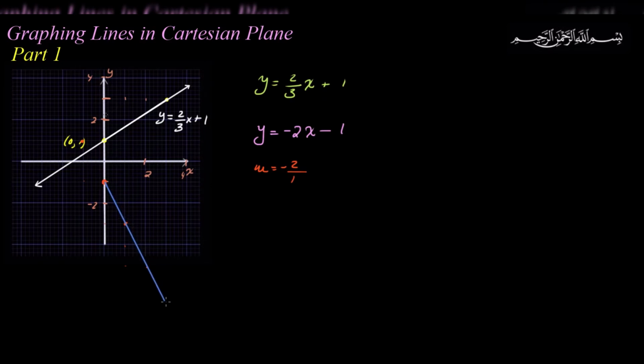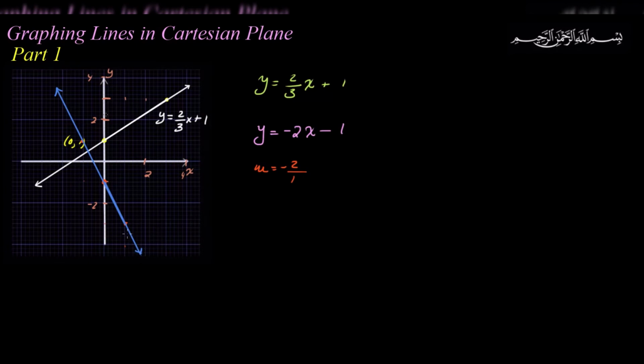So here it is. It's kind of going off the table here, so I'll just erase that tiny bit to make it look neater. All right, here we go. The arrows indicate that the line goes forever. See, now you have 2 lines.